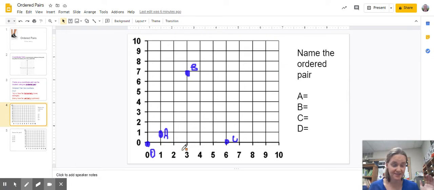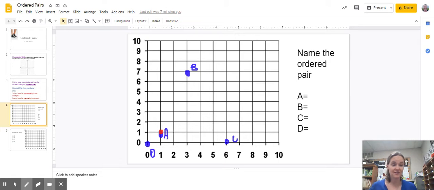All right, let's practice naming some ordered pairs. Okay, so the first one, point A, let's find it on our graph. When you're graphing this, sorry, it's hard to write it perfectly on my computer with my drawing tools, but you're going to try and get it as close to the center of where those lines meet as possible. So point A is right here.